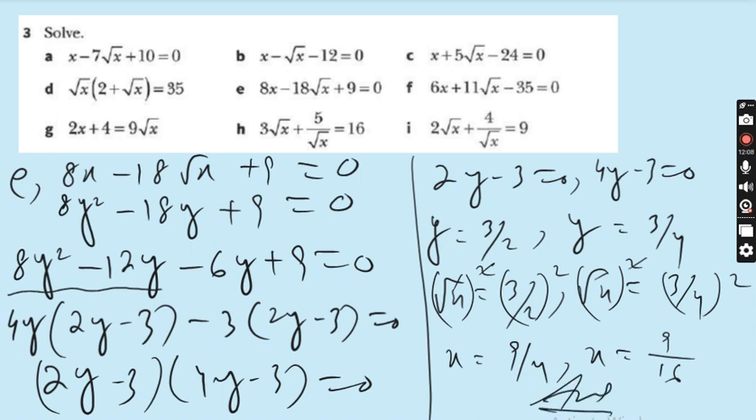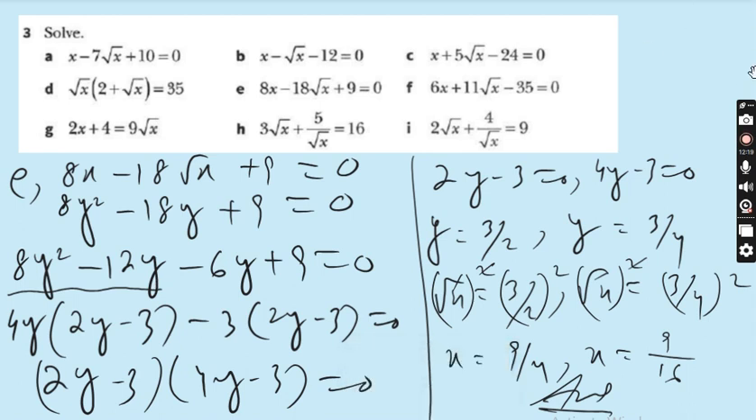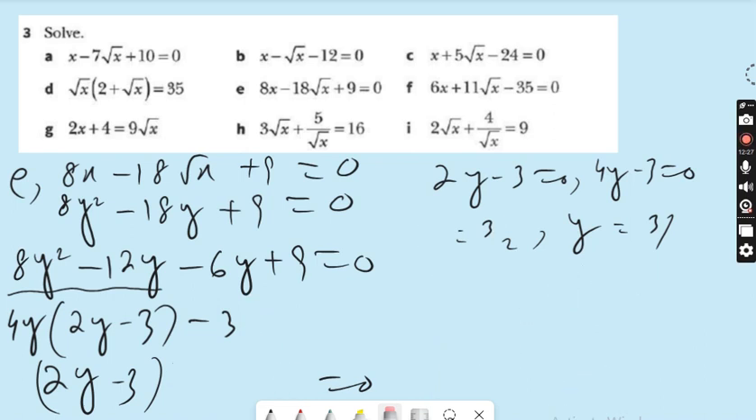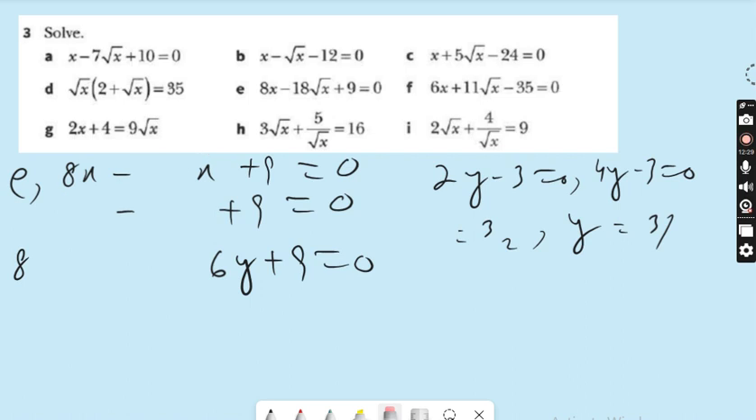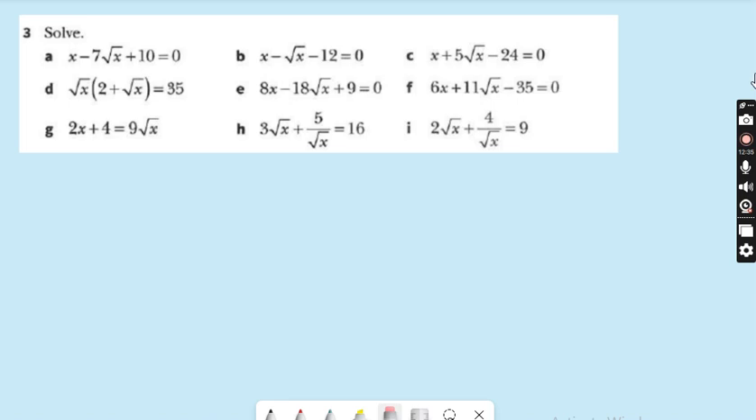So both answers will be acceptable, because if you put both answers one by one in the given equation, the equation must be satisfied. So checking is very important. I have practiced, that's why I am not checking, but you must practice in order to put the values of x in the given equation and check whether the equation is satisfied or not. Move to part F.